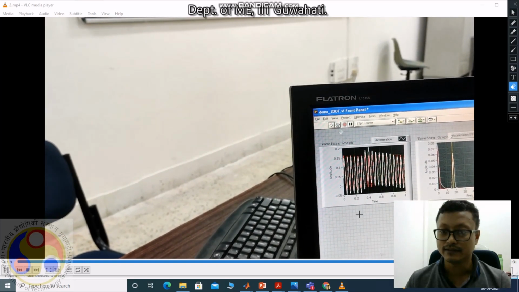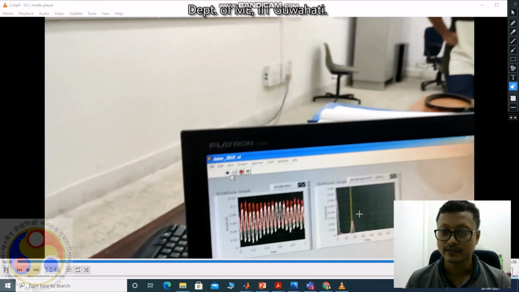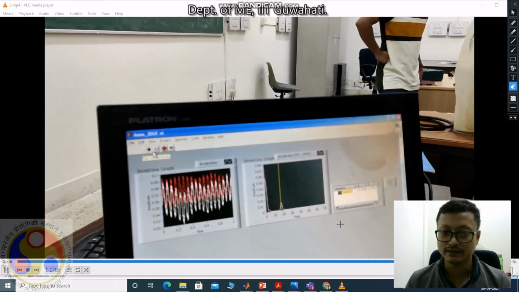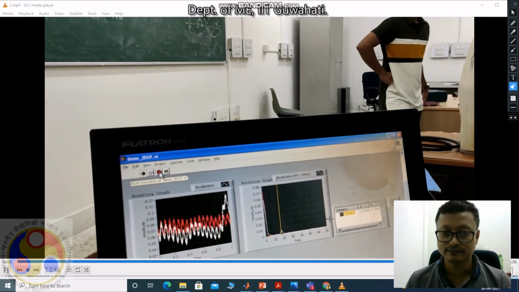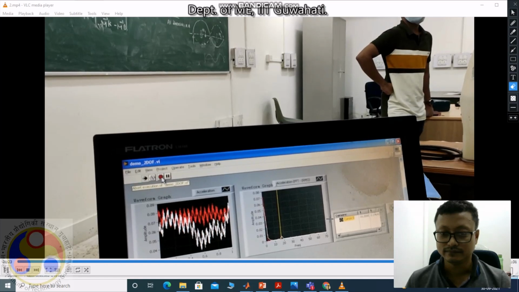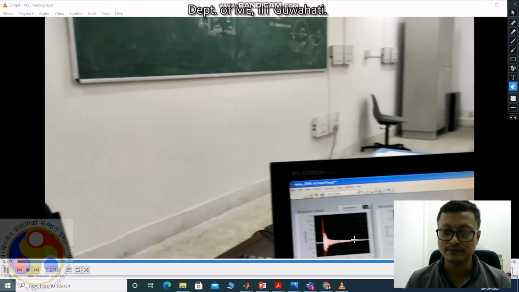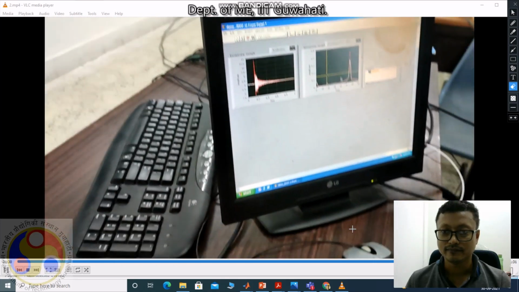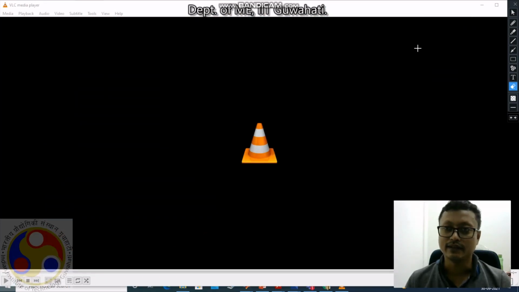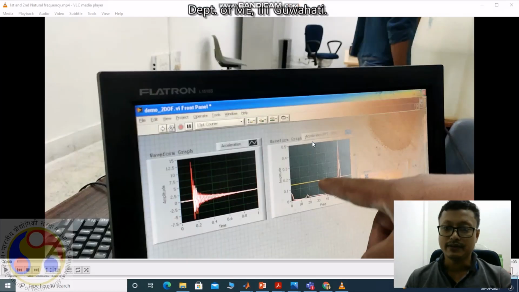Let's see. So we are taking another strike there. Okay, these two peaks have come here. Okay, the two peaks come there now. Now in the second strike we can get two peaks. This is the first peak. This is the first one.